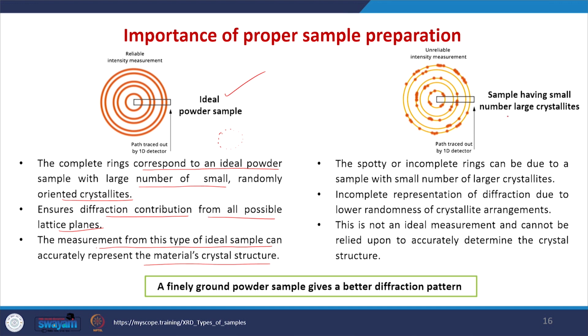Whereas in this case you can see the sample has a small number of large crystallites. The spotty or incomplete rings can be due to a sample with a small number of large crystallites, and this incomplete representation of diffraction is due to lower randomness of crystallite arrangements. So, this is not an ideal measurement and cannot be relied upon to accurately determine the crystal structure. That is why a finely ground powder sample gives a better diffraction pattern. So, sample preparation is very important in XRD.